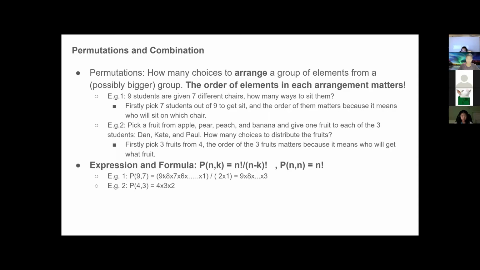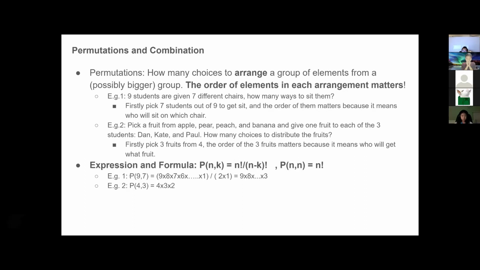So in general, we have this permutation as P(n,k). That's you pick k out of n and make an arrangement. And that equals n factorial over (n minus k) factorial, okay? One case is P(n,n), where you pick n out of n, that's basically n factorial, okay?